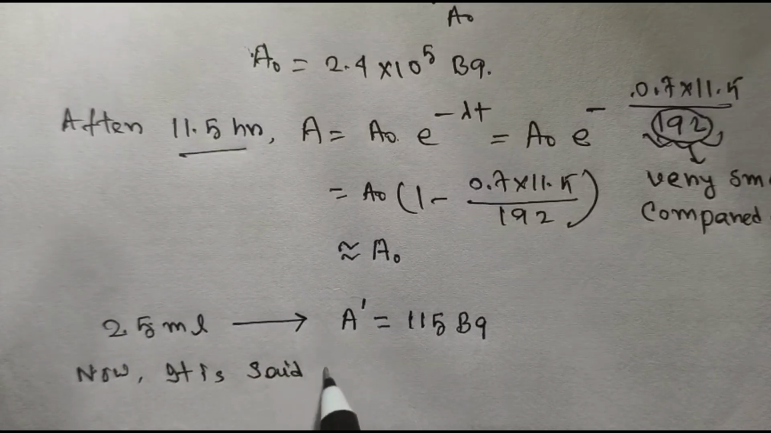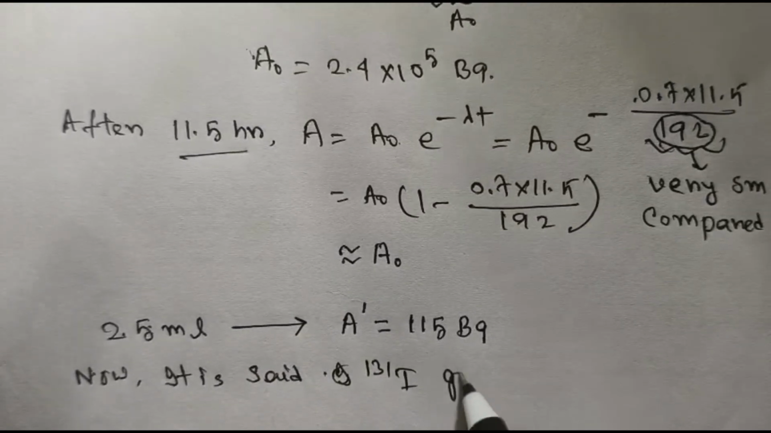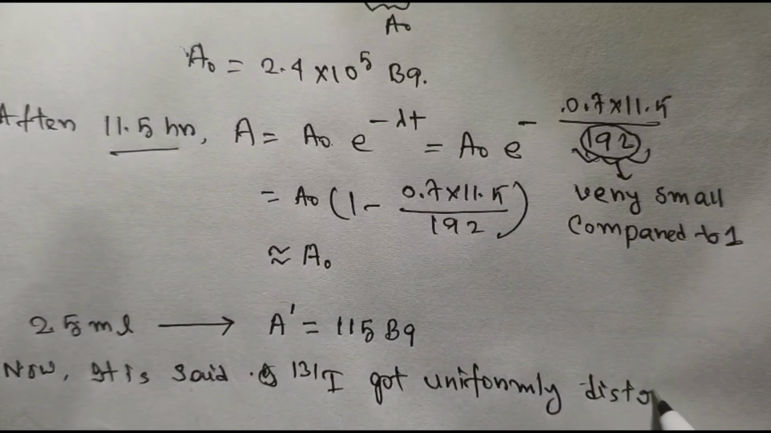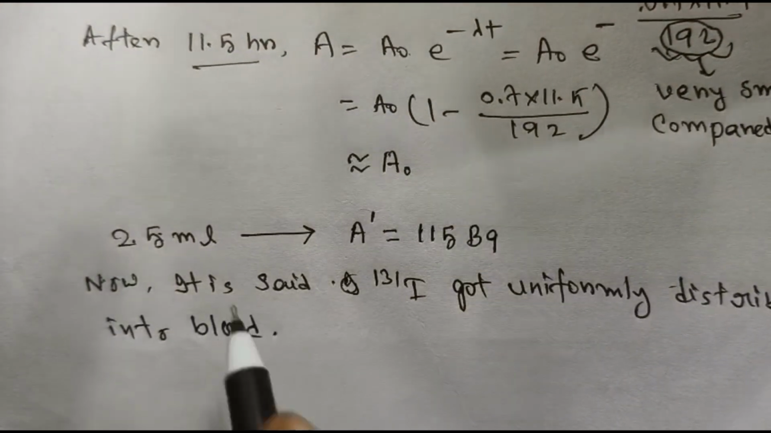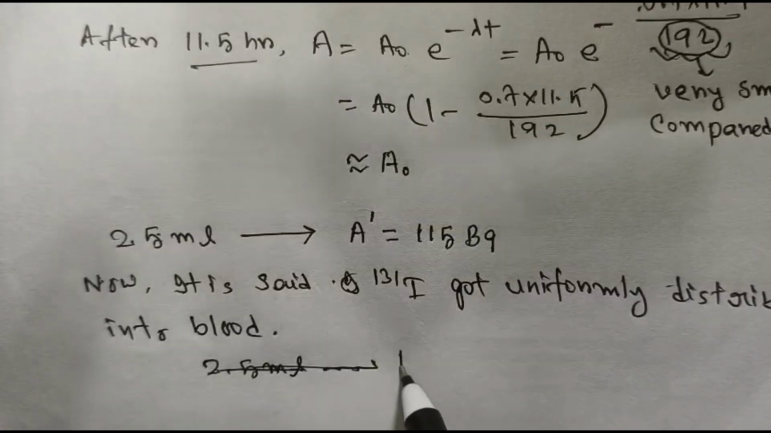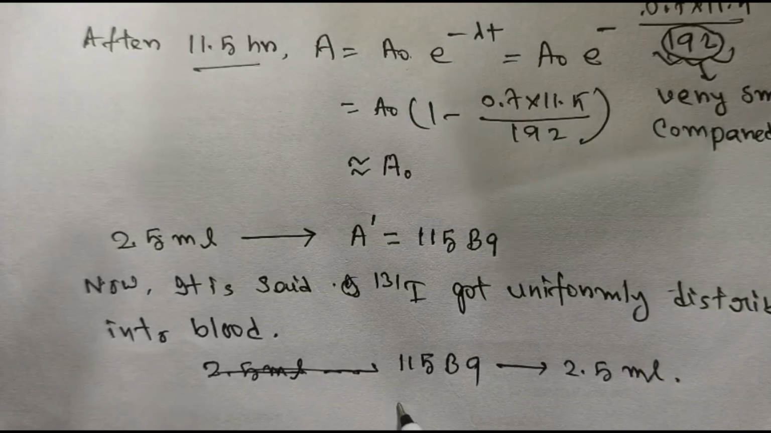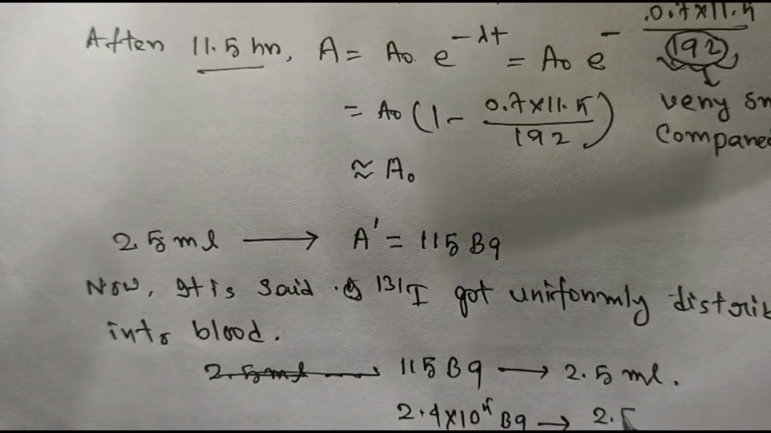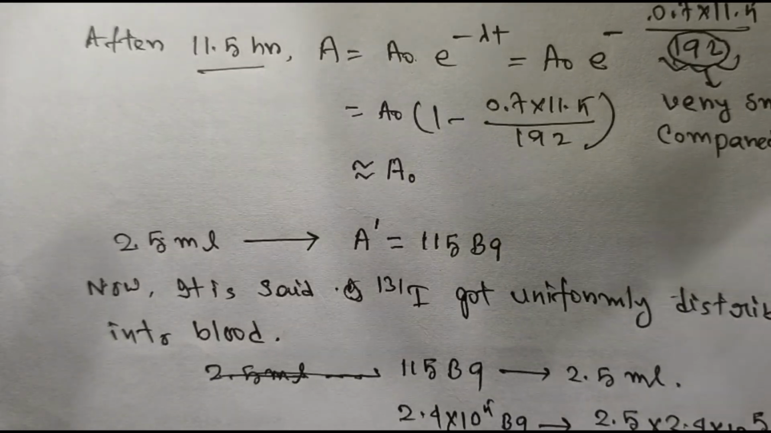Now it is said that iodine got uniformly distributed into blood. सो सिंपल है, अगर 115 becquerel हमें 2.5 ml ब्लड सैंपल में देखने को मिल रहा है, तो 2.4 into 10 to the power 5 becquerel हमें कितने सैंपल को देखने को मिल सकता है, 2.5 into 2.4 into 10 to the power 5 divided by 115.